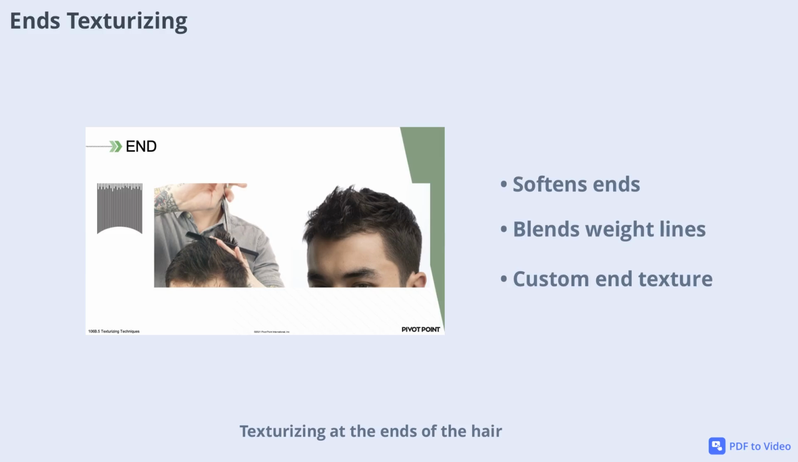Texturizing at the ends of the hair creates end mobility and softens the overall look. This technique helps blend weight lines and can produce a variety of end textures from chunky to soft, depending on the tool and method used. It's perfect for finishing a cut and ensuring the ends look natural and seamless.